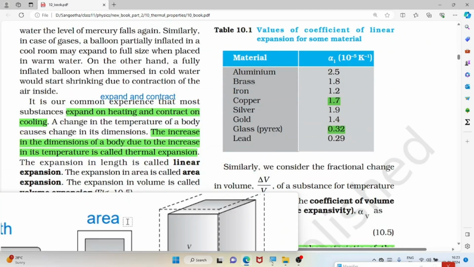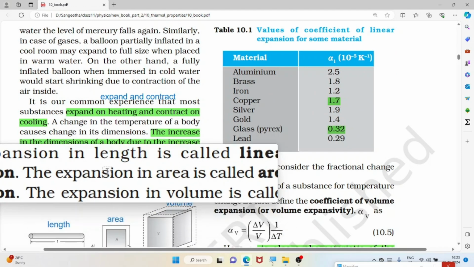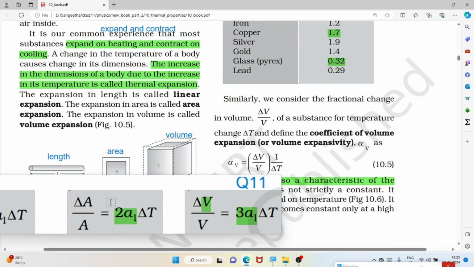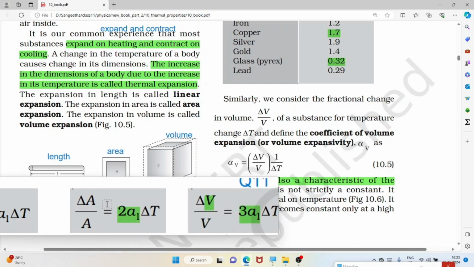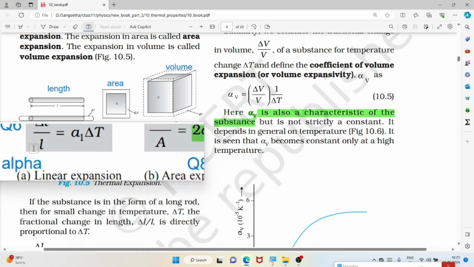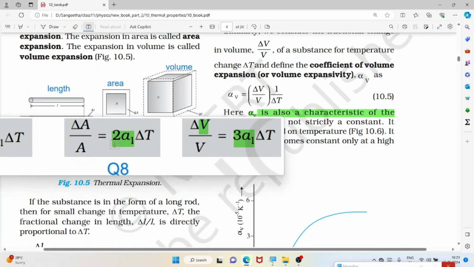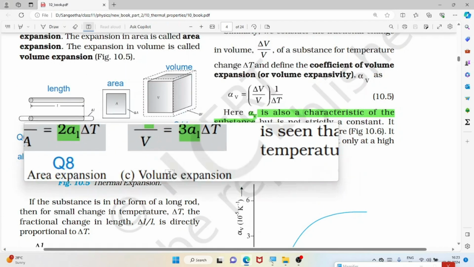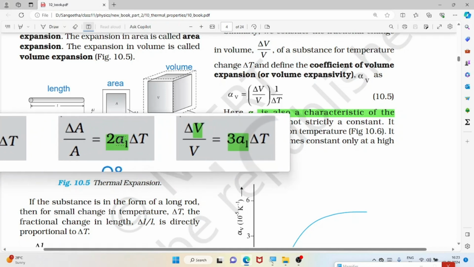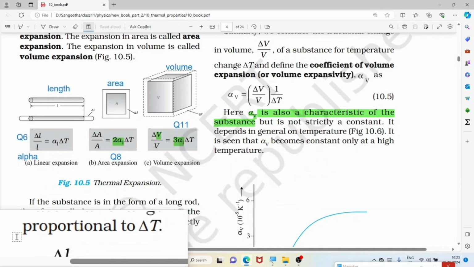Thermal expansion: when you heat a substance it will expand, and on cooling it will contract. This is called thermal expansion. This is linear expansion, expanding in length. Expanding in area is the area expansion. Expanding in volume is the volume expansion. You see the linear expansion is related to the area expansion by 2 alpha, and to the volume expansion by 3 alpha.